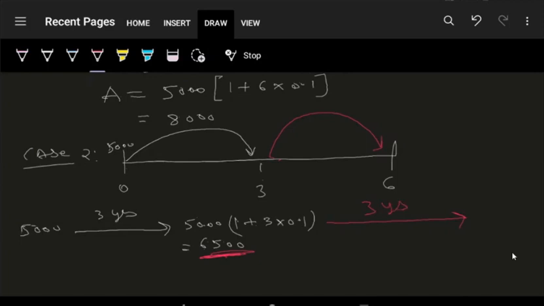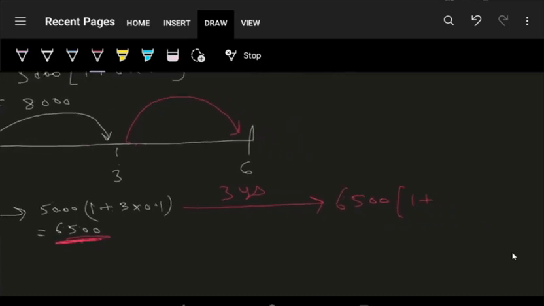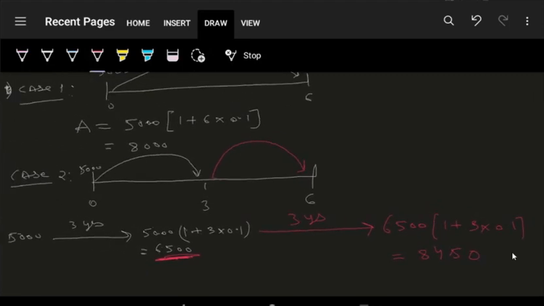That is, I'll withdraw this amount and invest it again in the same account for 3 years. Then I will get at the end of 6 years 6,500 times 1.3, which is 8,450. So you see the difference.